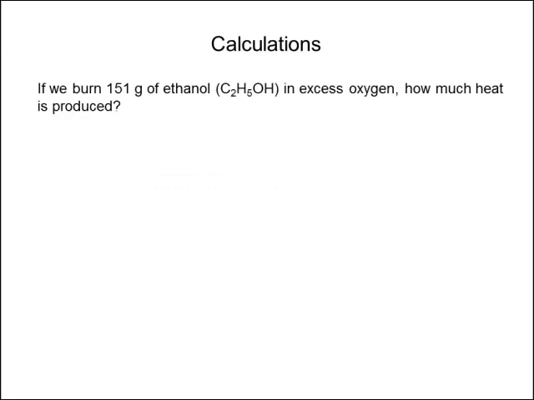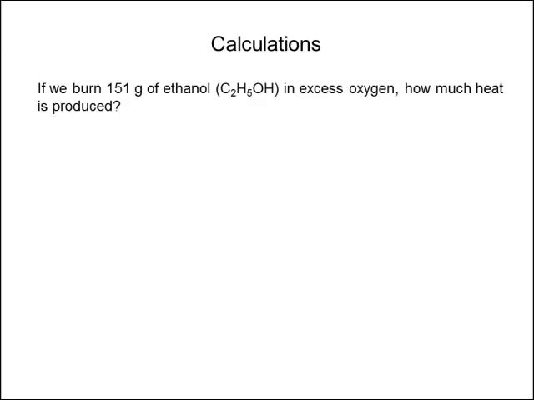What we're going to look at now is relating thermochemistry to stoichiometry, and how we're going to use the heat associated with a chemical reaction to predict how much product is produced or how much reactant is consumed. Okay, so let's look at an example. If I take 151 grams of ethanol and burn it in excess oxygen, I want to figure out how much heat is going to be produced from that.